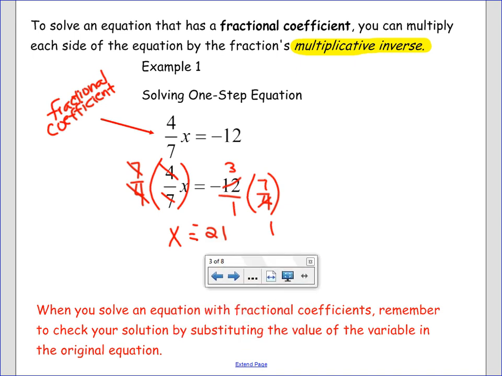When you solve an equation with fractional coefficients, remember to check your solution by substituting the value of the variable in the original equation. So now you can substitute -21 in for x to check your work.